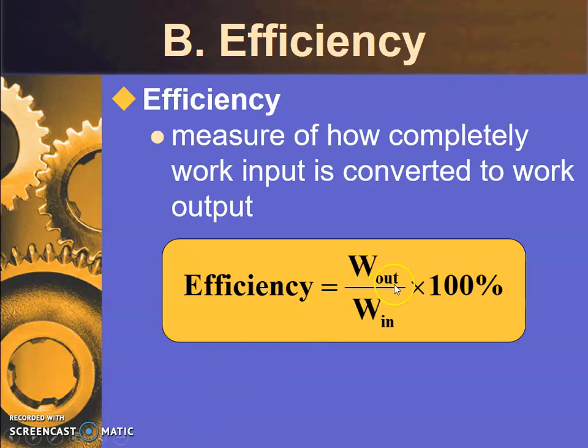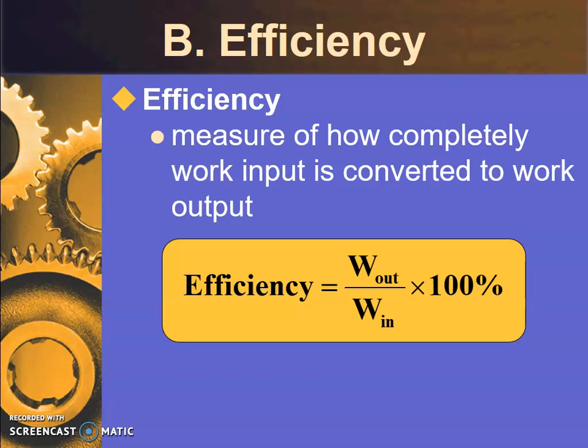Okay, so the work output, this is the work of the machine. So you may have to calculate that using the equations that we've used before for work. Divided by the work input, this is the work that the human does. So you may have to calculate that in a problem before you can calculate the efficiency. Okay, so work out divided by work in times 100. Your unit for your efficiency calculation is a percent sign. So efficiency is a percent of how well the machine does at converting that work.